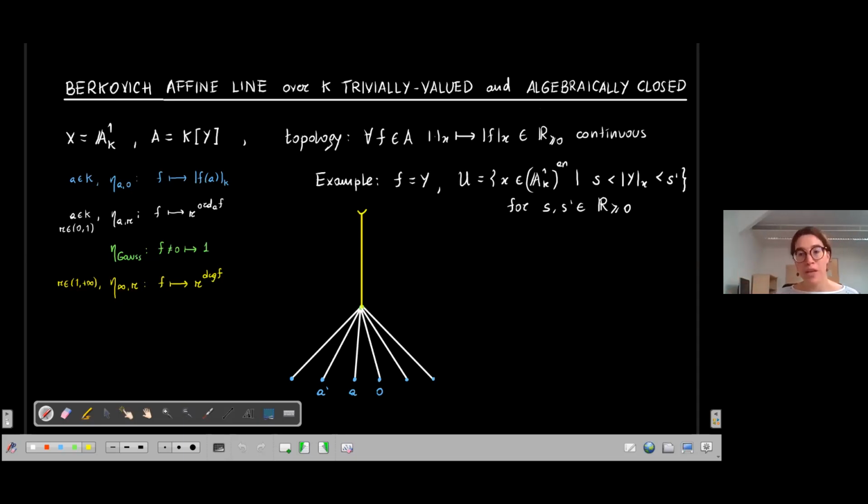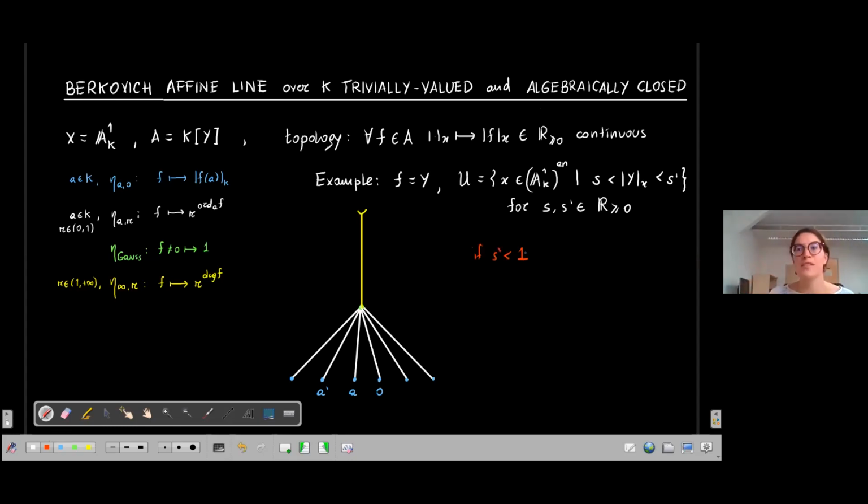It means that the preimage of opens has to be open. So the opens in the real numbers are the open intervals. Here I fix S and S prime. They define an open interval in R, and we're taking the preimage. So there are for sure three cases, right? The first case is when we ask S prime to be smaller than 1.